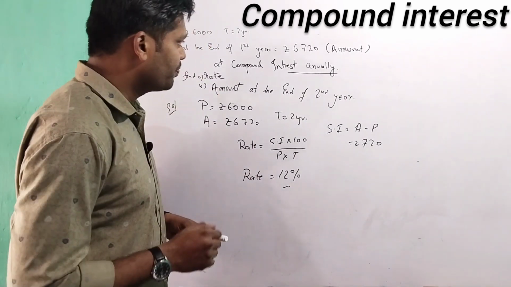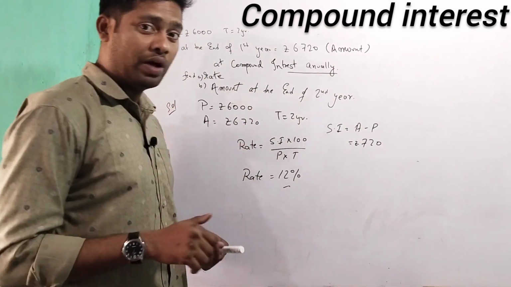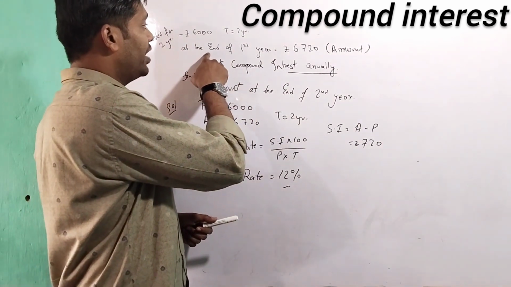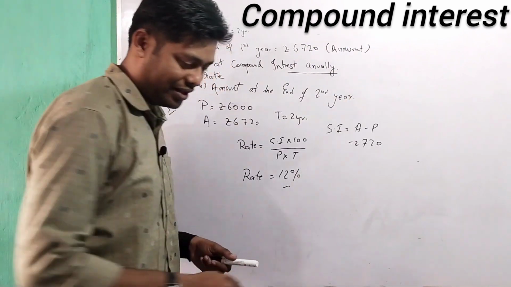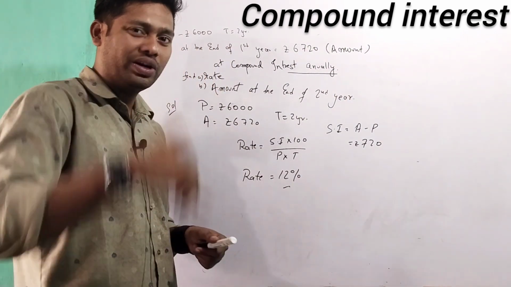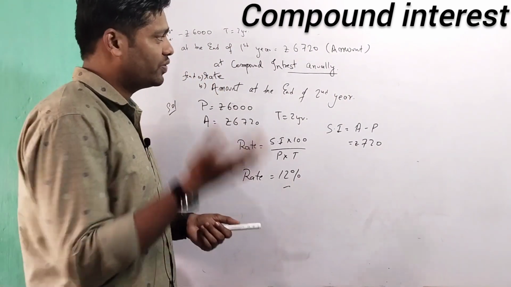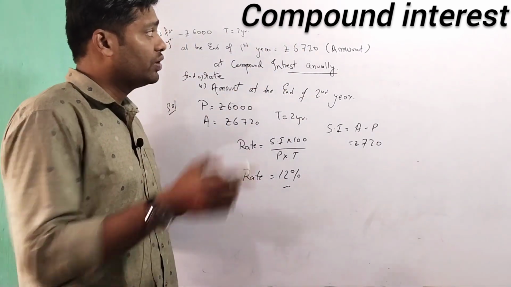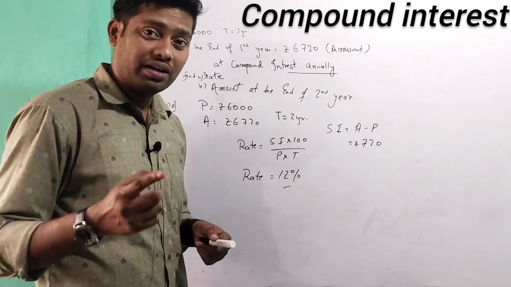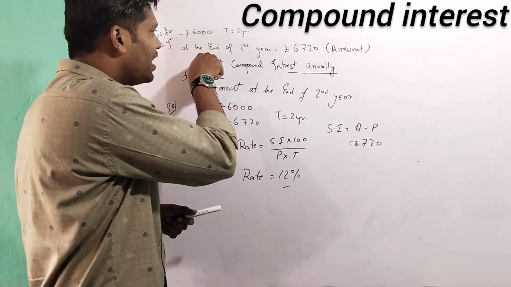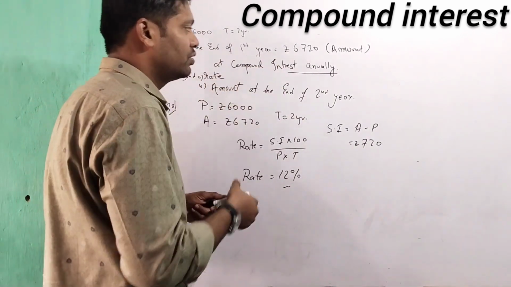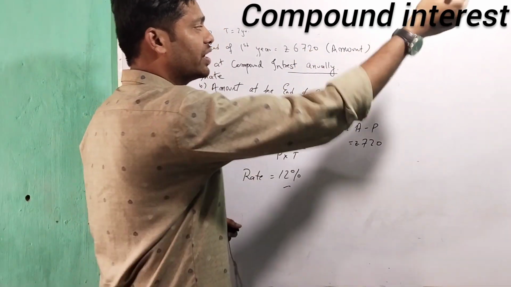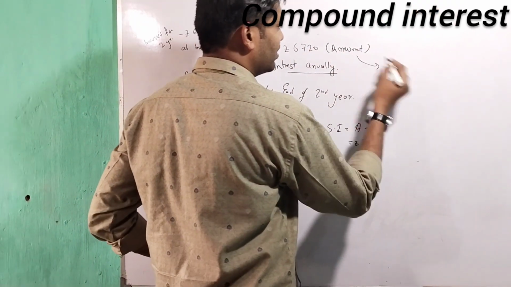But we are not going to do such a lengthy process. Why? Because the amount at the end of first year is already there. There is no need to do it again, because we are going to get the same amount at the end of first year. So now we'll use this one to calculate the amount at the end of second year. This is the amount at the end of first year, so this will be the principal for second year.